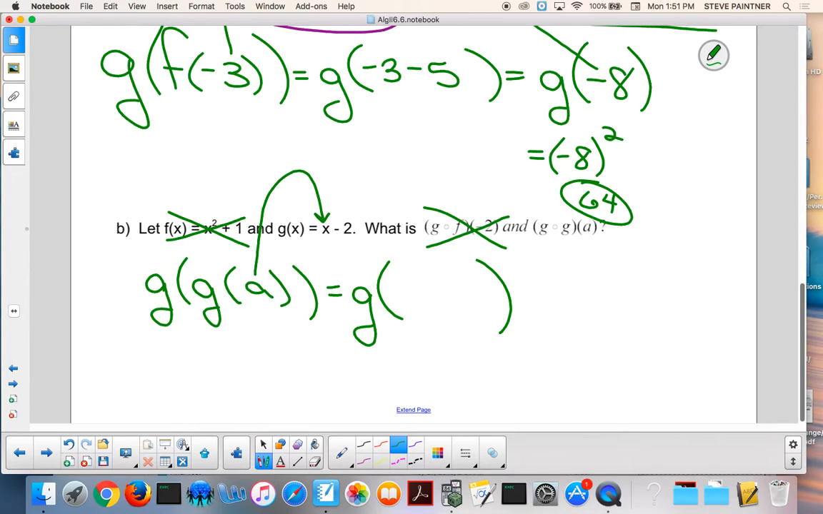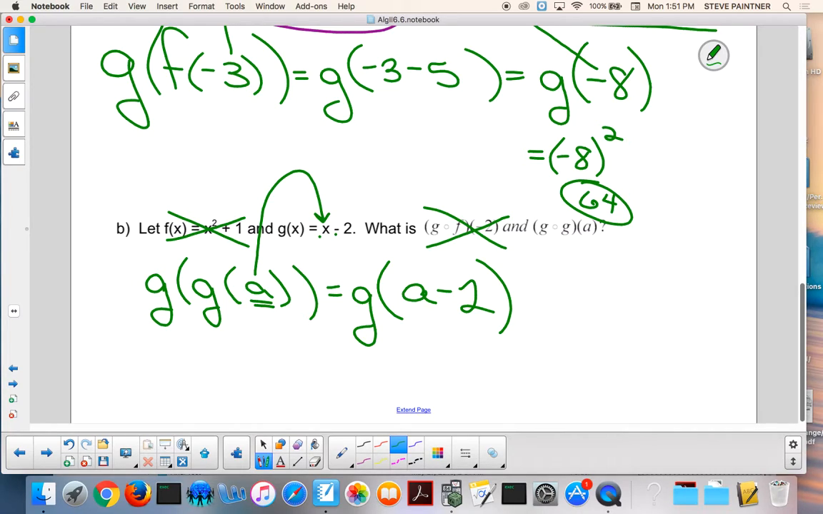Function G equals X minus 2. So I put this number A into function G. Here goes. What does X get replaced with? A. X becomes A minus 2. All right, there's the answer. When I put A into the function G, I just get A minus 2. That's the answer. But now wait a minute, I gotta do it again.